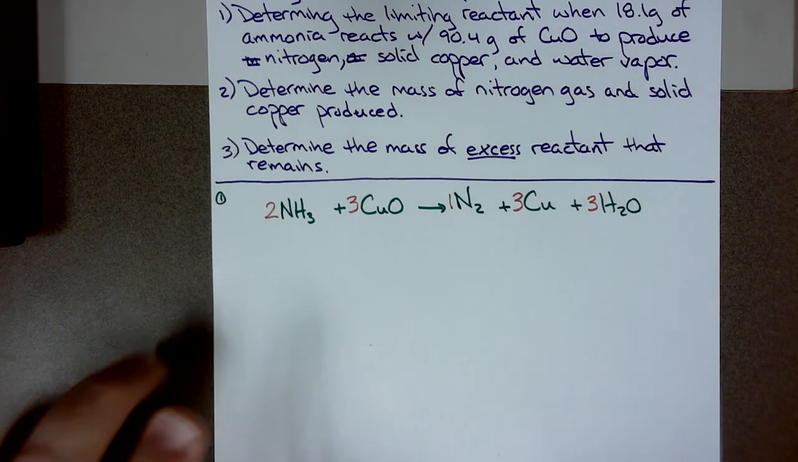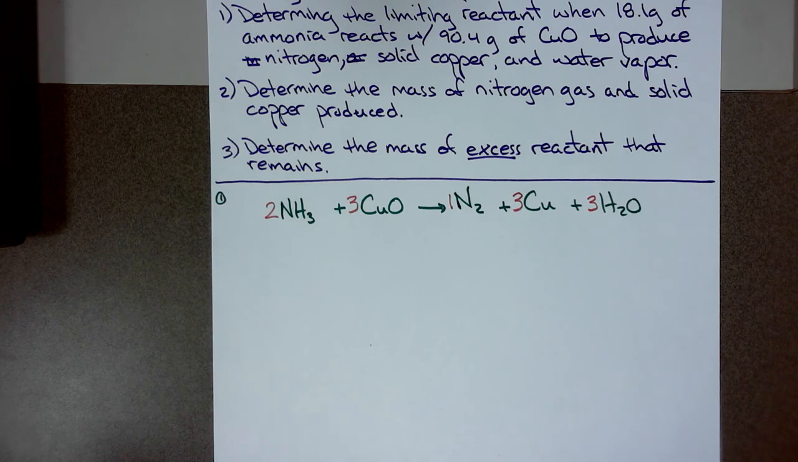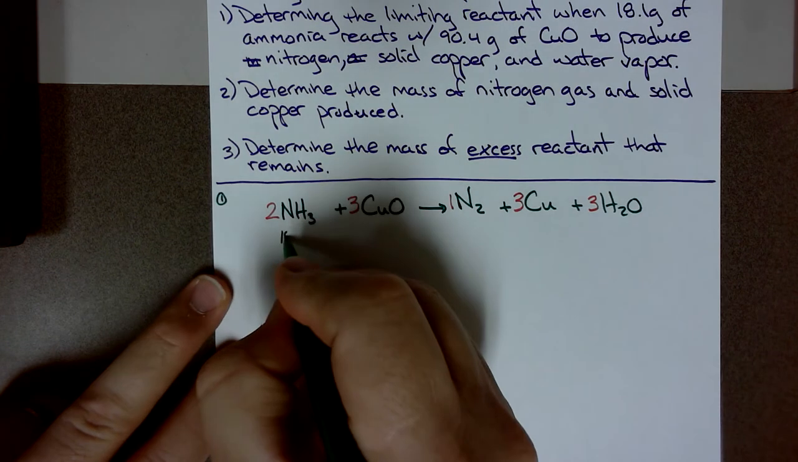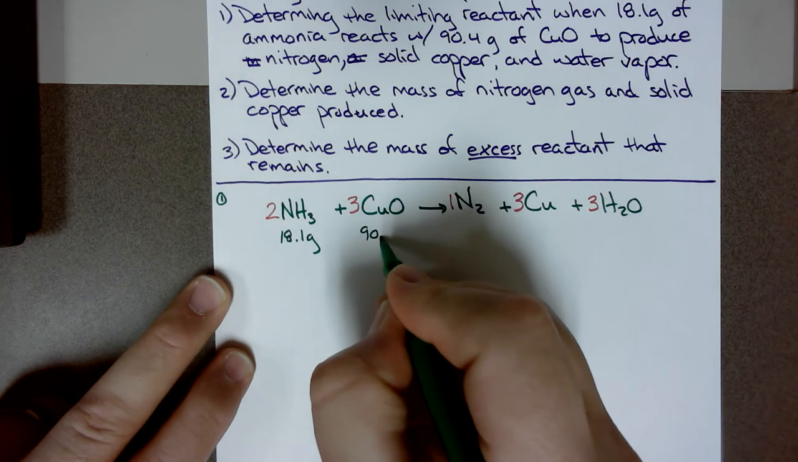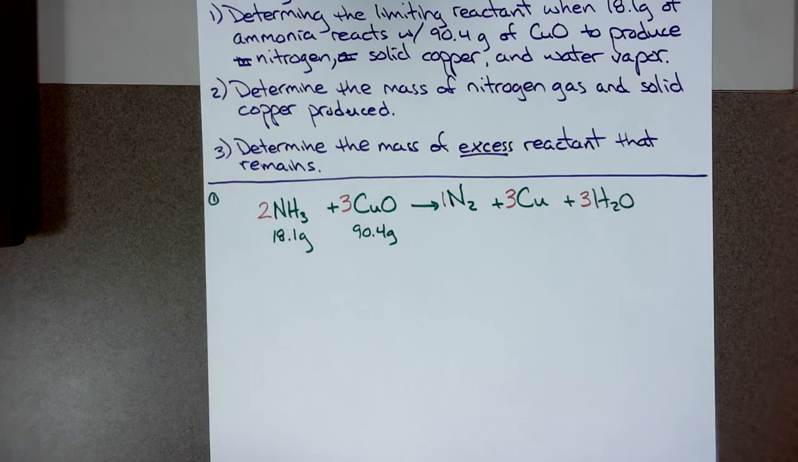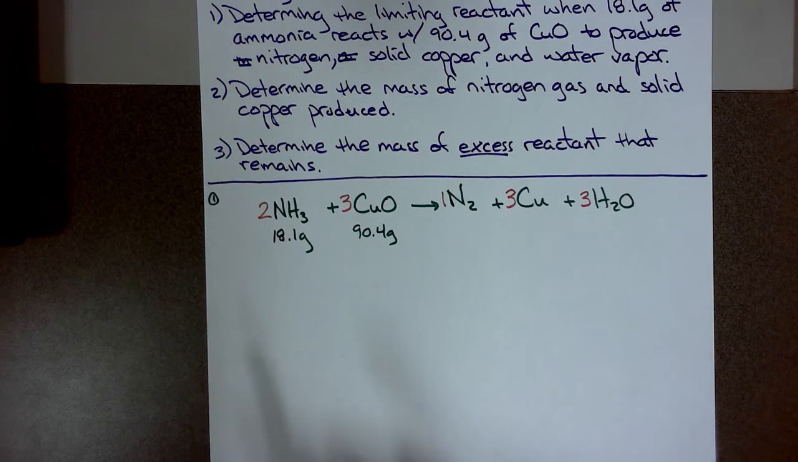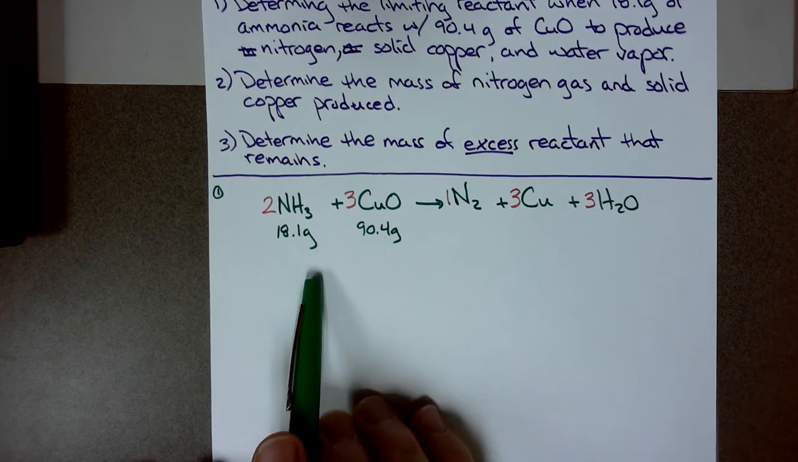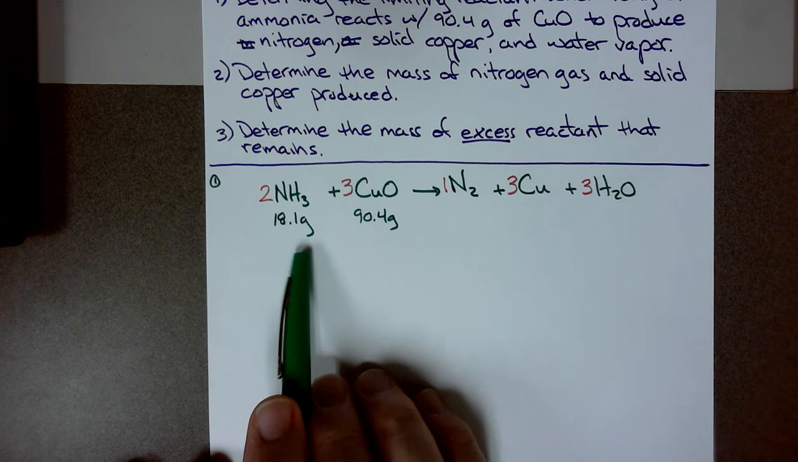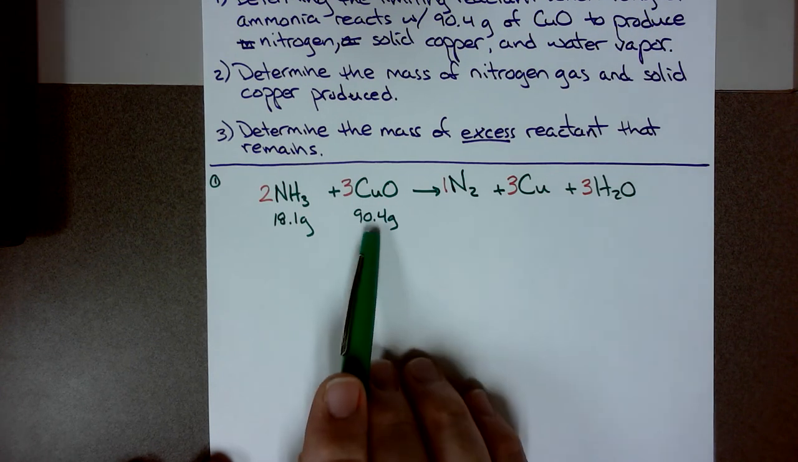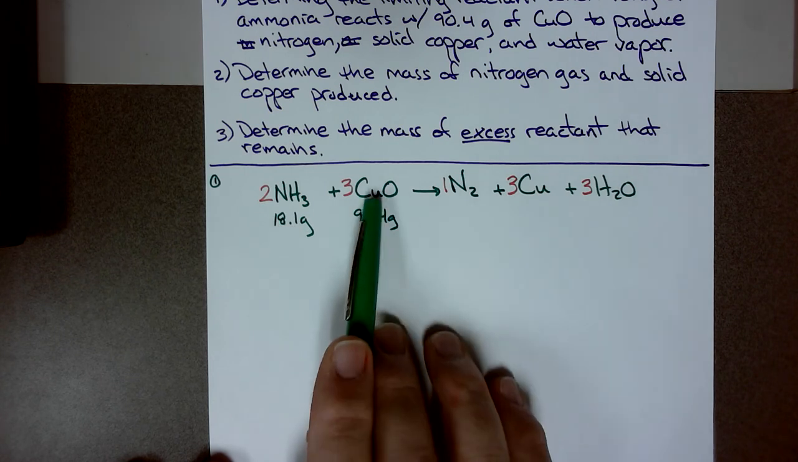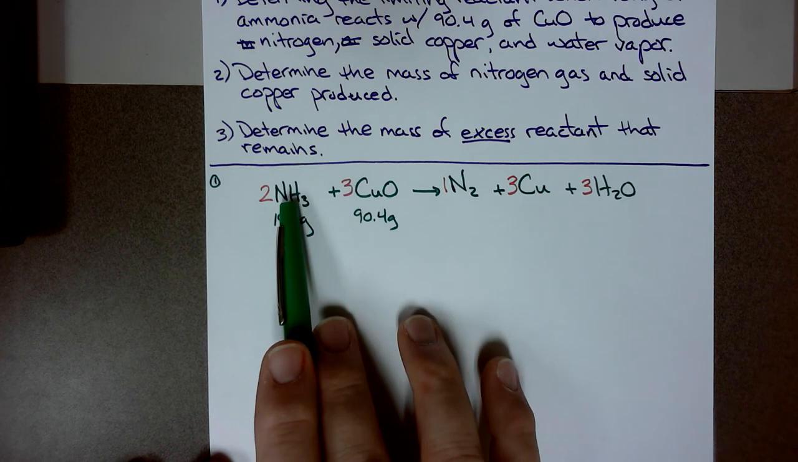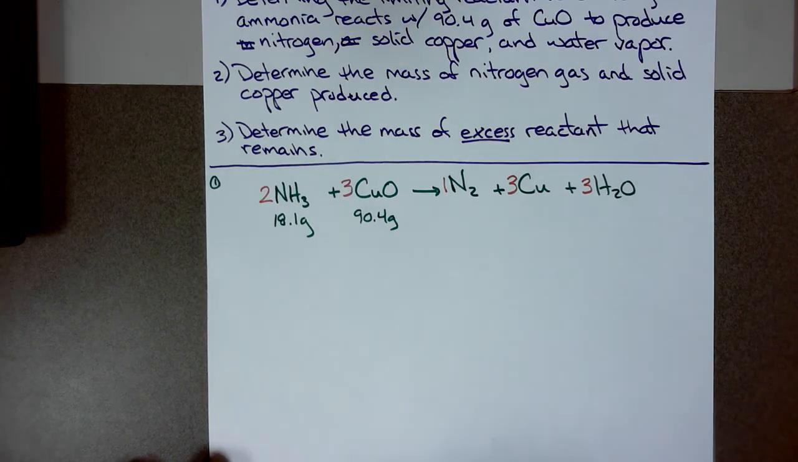Now I'm going to put my information below each one of the substances. So in this case, we are reacting 18.1 grams of the ammonia with 90.4 grams of the copper 2 oxide. Now, it's important here to understand that you cannot determine limiting reactant from the mass, because even though this is more mass than this one, this may be the limiting reactant for a couple of reasons. This is a different mass than this is as far as the compound goes, and then they react at a different ratio, a 2 to 3 ratio.